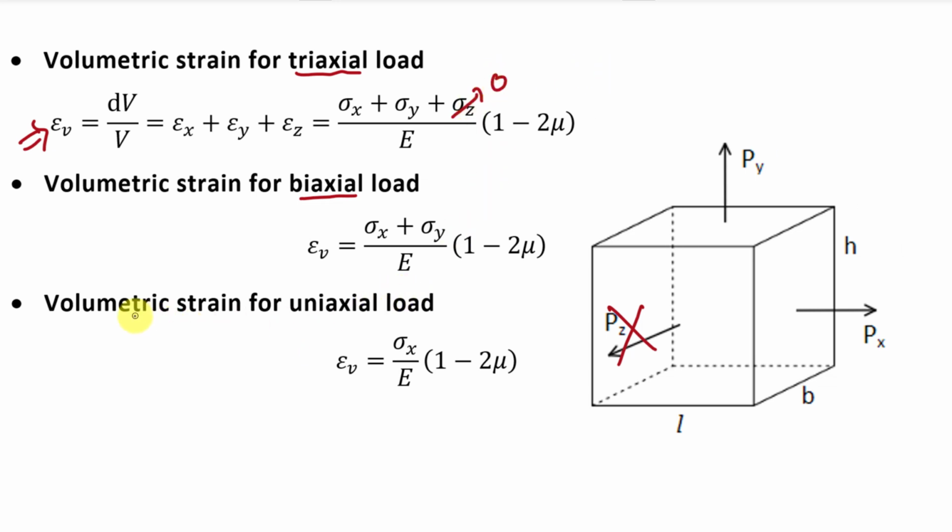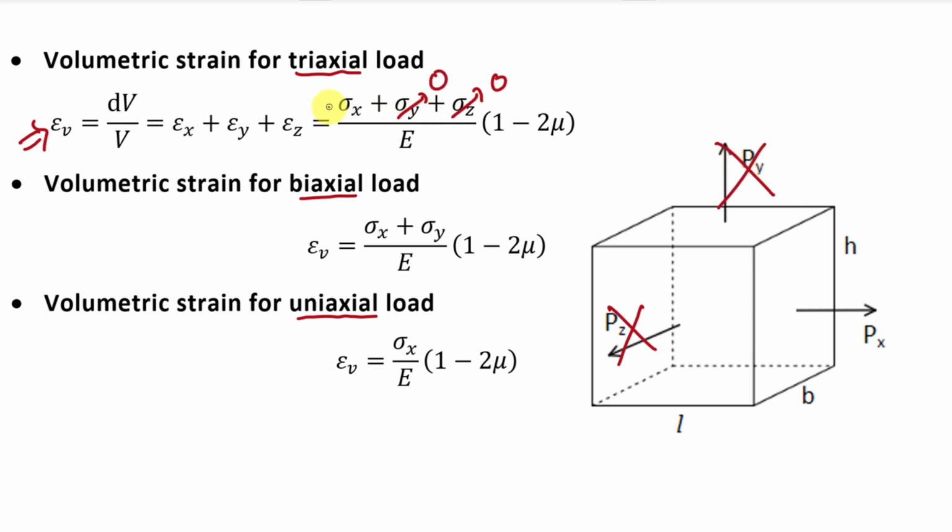Now if we want to find the value of volumetric strain for uniaxial loading, then let's say here we remove this load Py. So this is going to be the case of the uniaxial loading condition. In this case, the value of volumetric strain will be sigma x divided by E into bracket 1 minus 2 mu, because here we put sigma y equal to 0. Because there is no load in y direction, the stress in y direction will be 0.